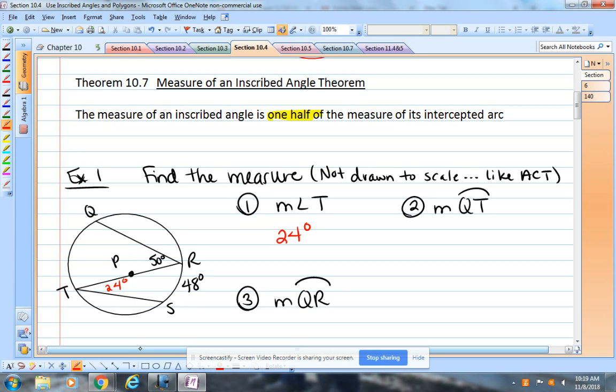Now, number 2 wants us to find the measure of arc QT. Well, here is arc QT. And it's intercepted by angle R, is it not? So how do you think we do it if we know the inscribed angle? How do we get the arc measure? You double it. Okay? So if we know the arc, we half it to get the angle. If we know the angle, we double it to get the arc. Does that make sense? So what do we get if we double 50? 100 degrees.